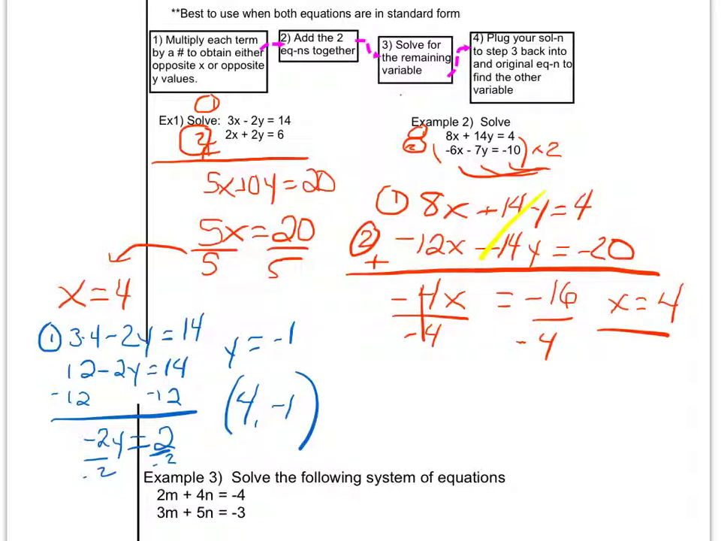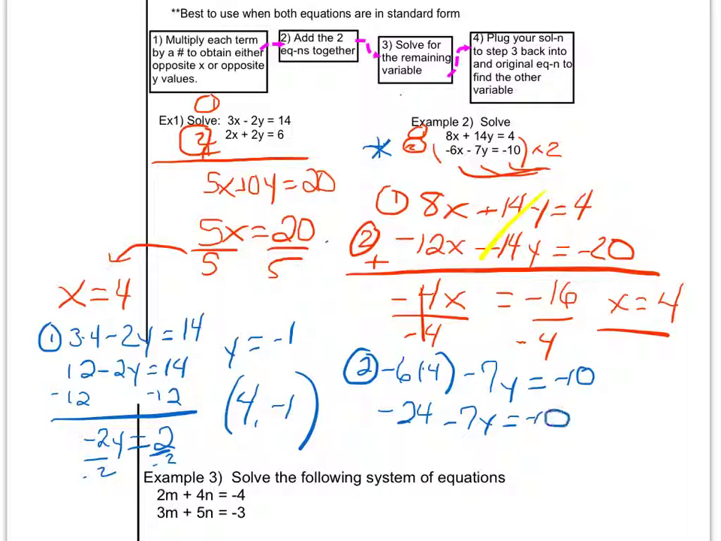I'm going to go ahead and plug that into either equation 1 or equation 2. And just like with substitution, I can pick which of my equations to choose. I'm going to plug it into my equation 2. It looks like that has the smallest coefficient, so I'm assuming the math will be easiest there. But it really doesn't matter. So I'll have negative 6 times 4, since I found out that x is 4, minus 7y equals negative 10.